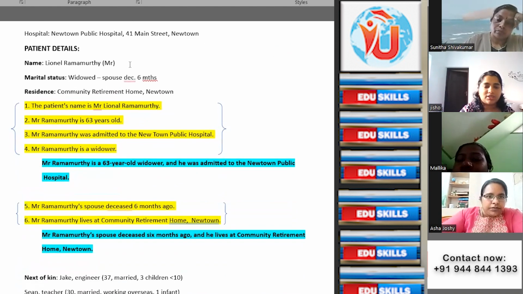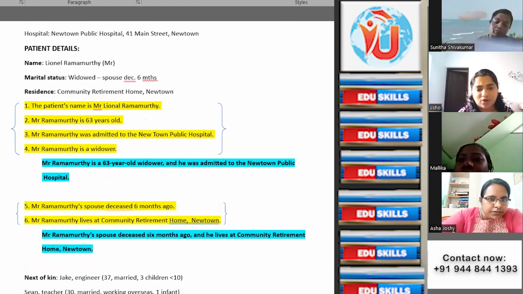Here, yesterday she transformed these into simple sentences like: the patient name is Mr. Lionel Ramamurthy. Mr. Ramamurthy is 63 years old. Mr. Ramamurthy was admitted to the Newtown Public Hospital. Mr. Ramamurthy is a widower. Now we can combine these four simple sentences and make it a compound sentence.